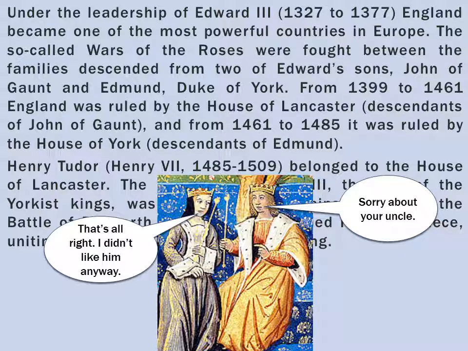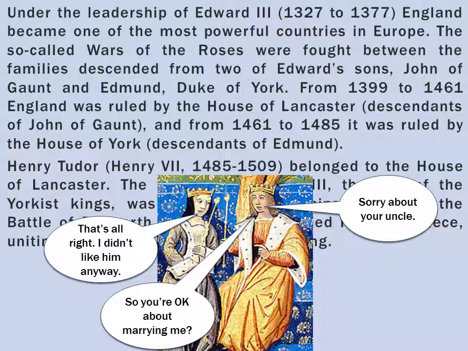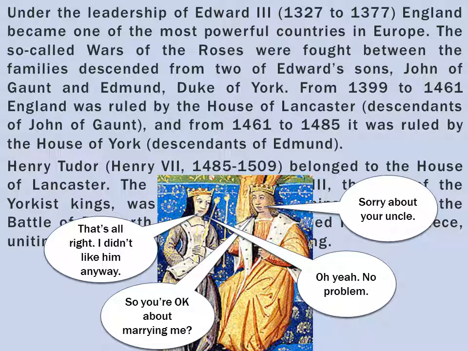So Henry killed her uncle, and he was an unpopular man. She seems not to have been too bothered about it, and she married the man who, he hadn't directly killed her uncle, of course, but he'd led the army against her uncle, and by getting married, they then united the two families of Lancaster and York, and the Wars of the Roses came to an end.